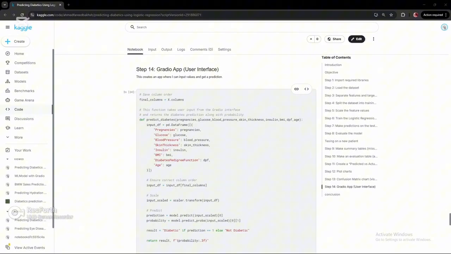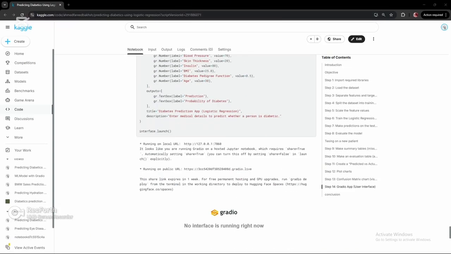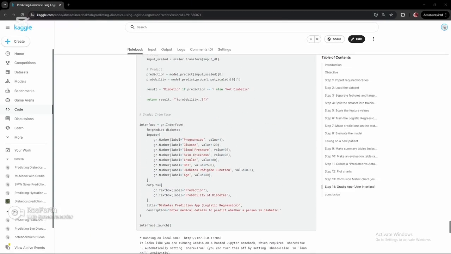I would like to conclude by saying this notebook demonstrates the full machine learning pipeline from data loading to deployment. The model performs well for early diabetes detection and can be further improved in future work.